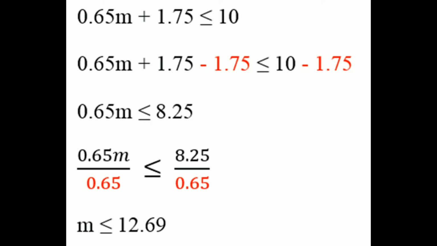Step 4. We already have now our inequality: 0.65 M plus 1.75 is less than or equal to 10. So we have to subtract 1.75 from both sides to obtain 0.65 M is less than or equal to 8.25. Next, we have to divide both sides by 0.65. So we have now M is less than or equal to 12.69. So the number of miles Katie can travel without exceeding her budget is 12.69 miles or less.